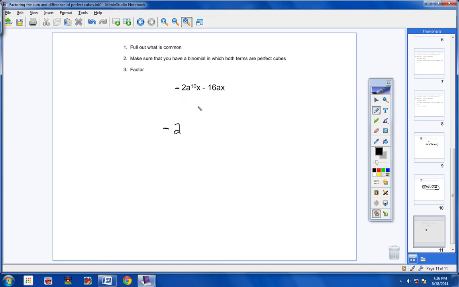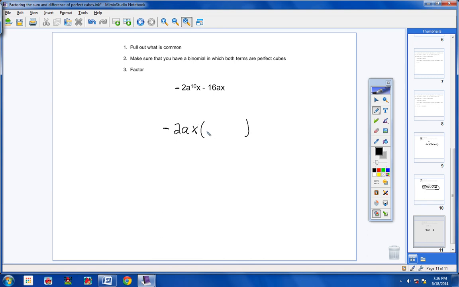Okay? Now next, I've got 10 A's here and 1 A here. So there's no way that I can take 10 A's from both of these terms, but I can definitely take 1 A from both of these terms. Now look at your x's. You have 1x here and you have 1x here. So I can pull 1x from both terms. There we go. Now go ahead and put a little parentheses. Let's see what we're left over with.